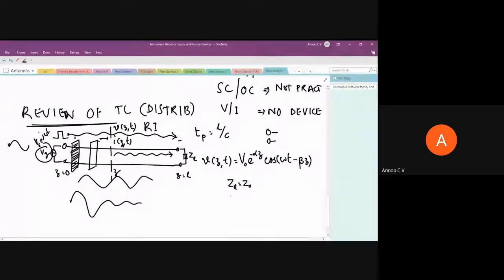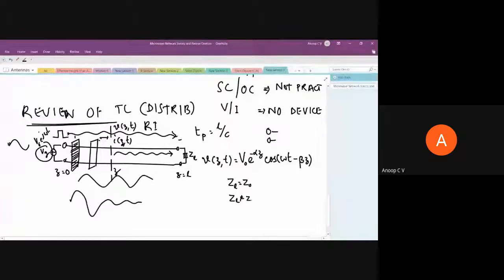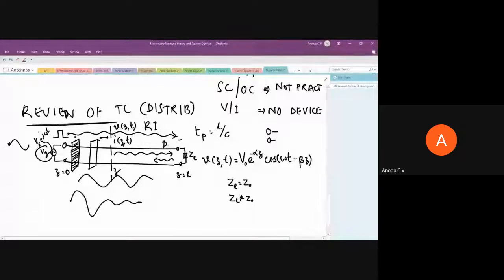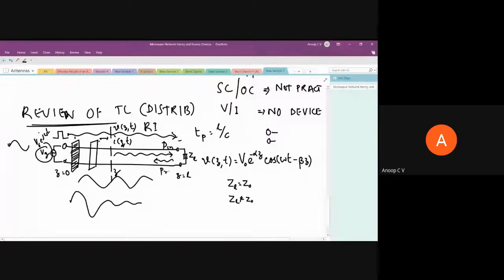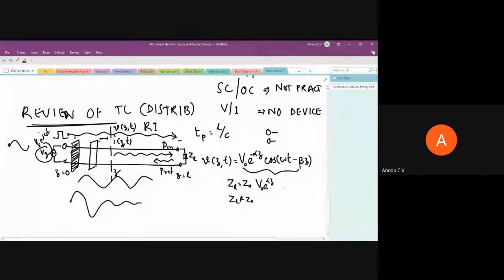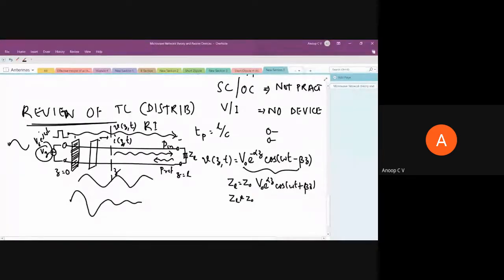But if ZL is not equal to Z0, what will happen? A part of the power will be reflected. So there is incident power and there is reflected power, right? Similarly, there is incident voltage and reflected voltage. The voltage traveling along positive z can be represented like this, and the voltage traveling along negative z can be represented as V naught e power plus alpha z cos of omega t plus beta z. So don't worry, I'll just have a quick recap of this again. You don't have to worry about this.